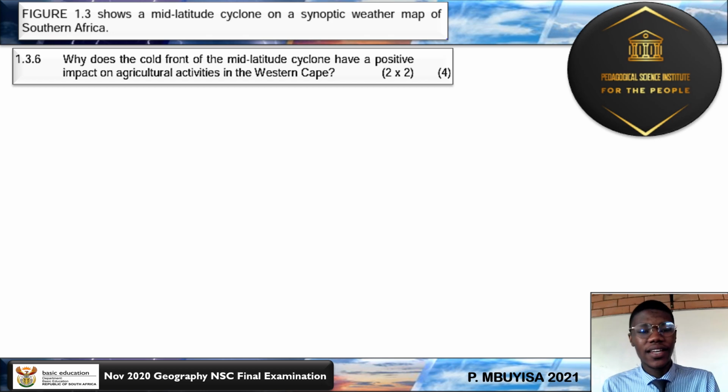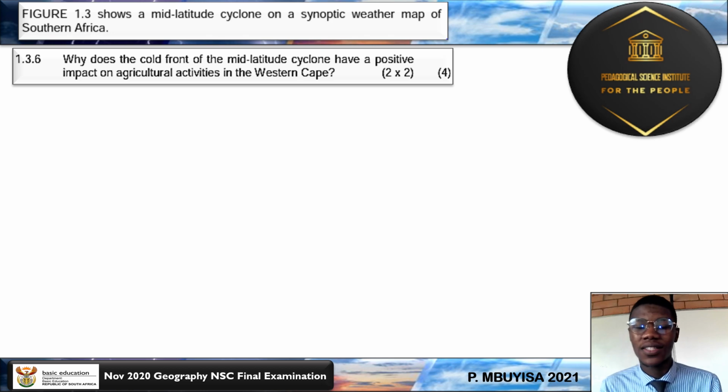Now, why does the cold front of the mid-latitude cyclone have a positive impact on agricultural activities in the Western Cape? Now you need to give 2 reasons. Each reason you give is worth 2 marks. So now, what positive impact does the cold front have? Now remember that a cold front is associated with what kind of clouds? Cumulonimbus clouds.